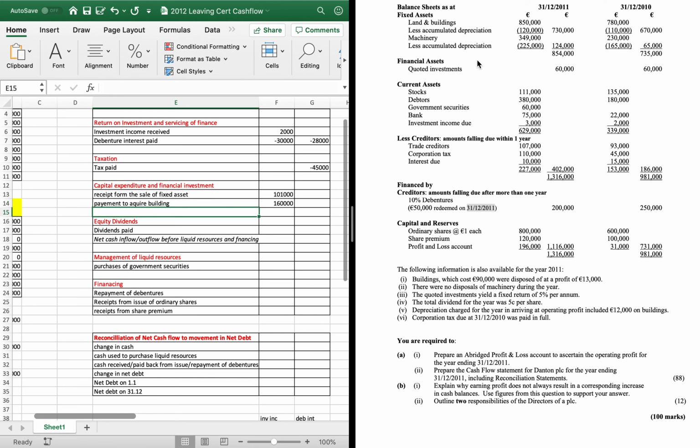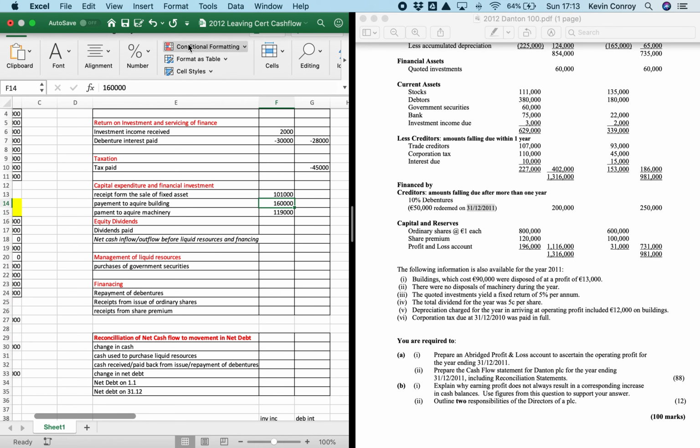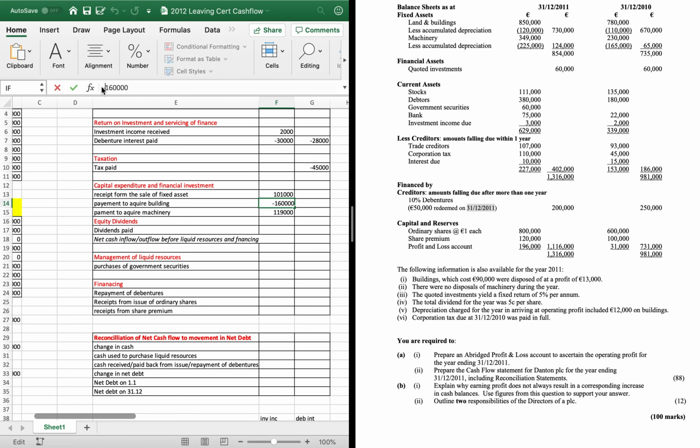And then look at our other one. Our machinery has gone from 230 up to 349. So that is another, what's that, 230, another 119. So payment to acquire machinery, 119. You could put the two together, 279, that'd be fine. They're both minuses, of course, they're payments, so it reduces your cash balance.